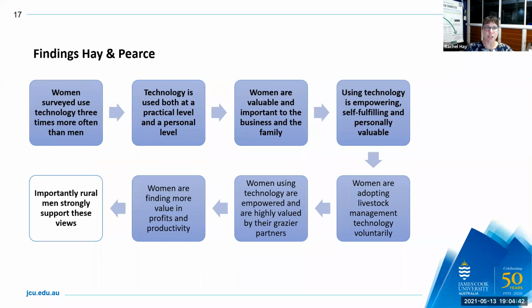Just briefly on the 2014 study, which is the baseline study, it showed that rural women were using technologies roughly about 3 times more than men were. And that technology was being used both at a practical level for accounting and national livestock identification tracking, feed management, weather tracking, and also at a personal level, so communicating with friends and family and keeping up with news and events. We also found that women viewed the role of using technology as valuable and important to the business and to the family. And we also identified that rural women found using technology empowering, self-fulfilling, and personally valuable.